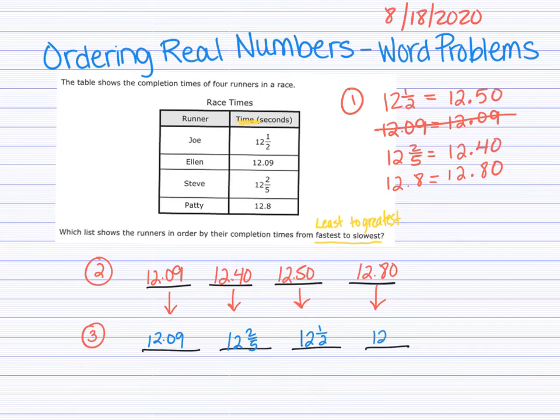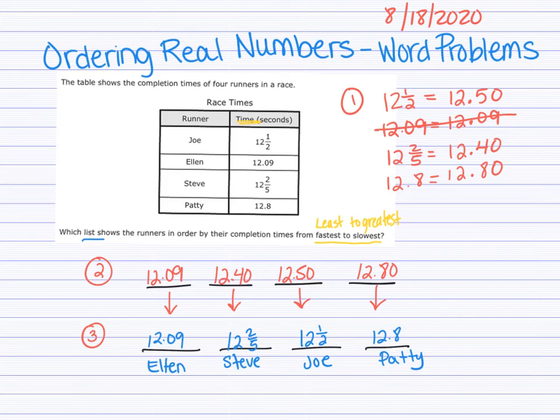The last thing that I'm going to do for this problem is it's asking me to go back and connect all of these to somebody's name. So if we look, the person that got 12.09 was Ellen. The person that got 12 and 2 fifths was Steve. Then Joe. And then Patty. So not only am I putting the numbers in order, but it's asking me to create a list, a list of names to show what order they came in at.